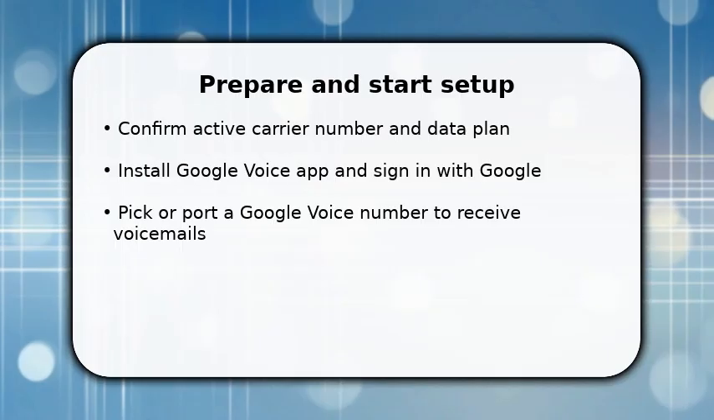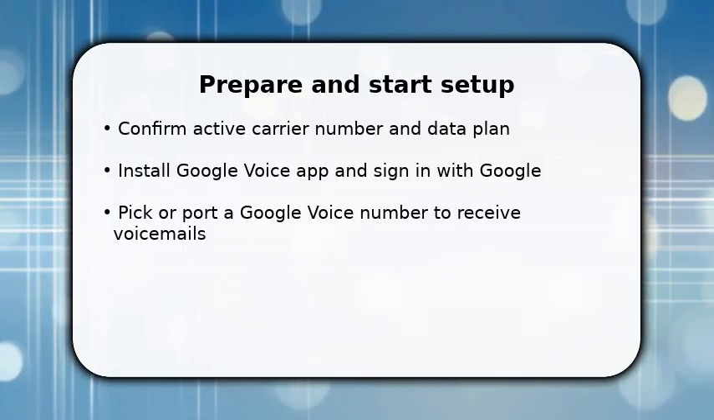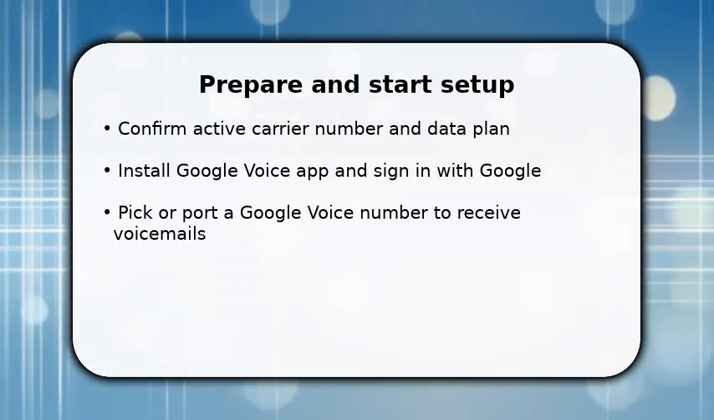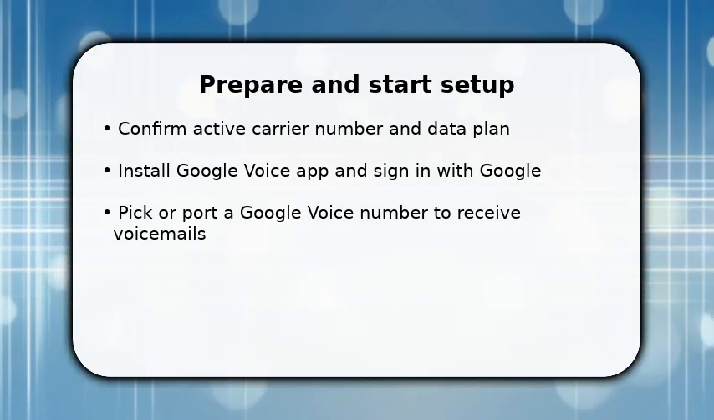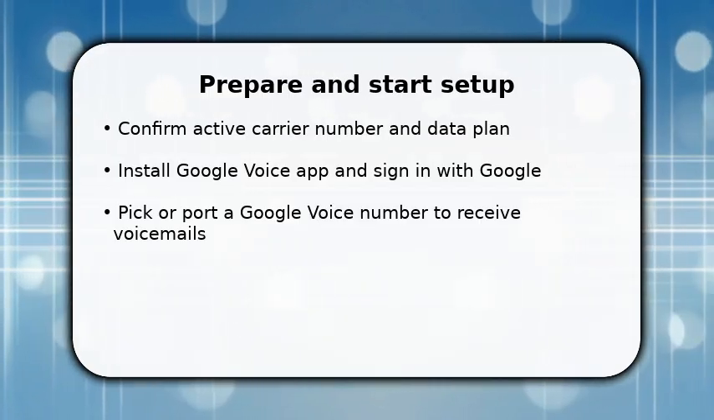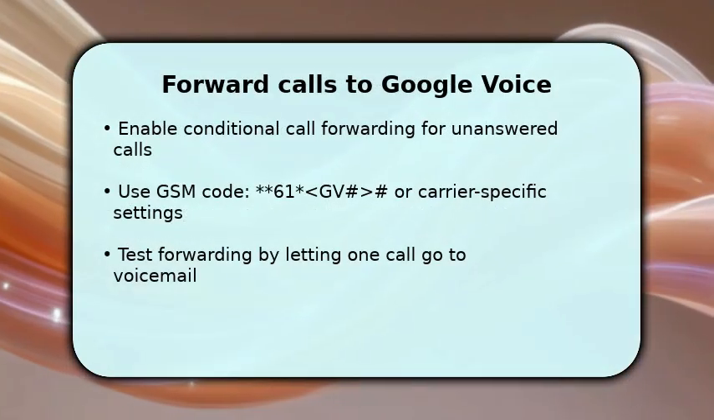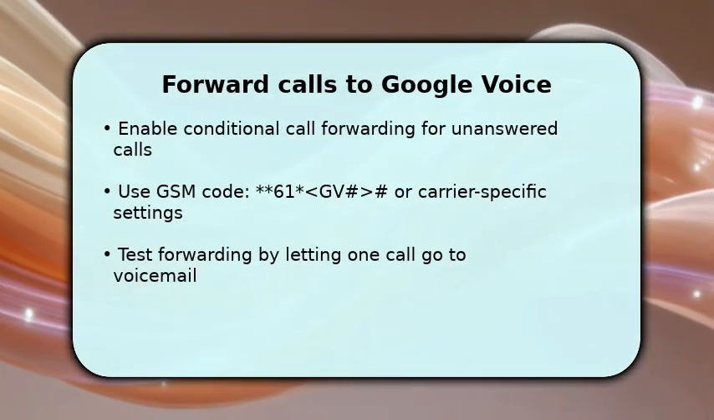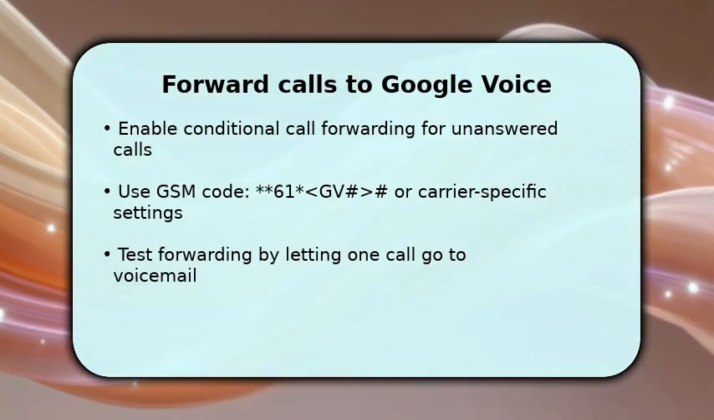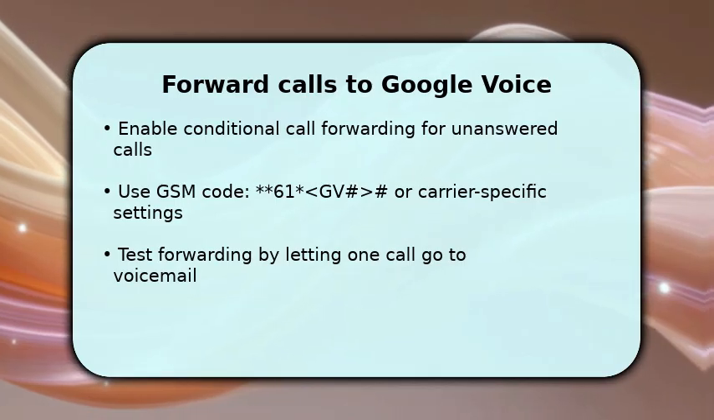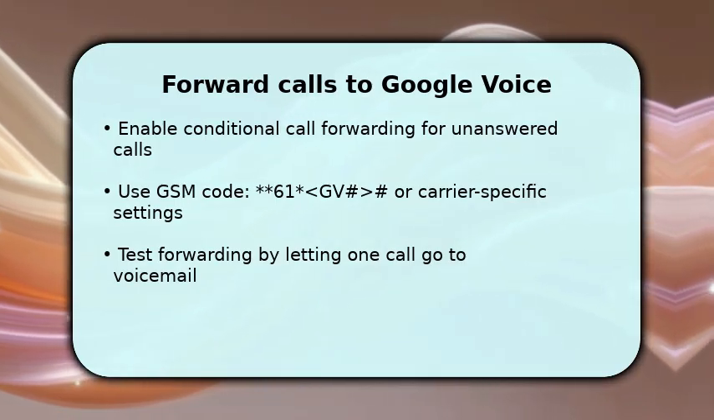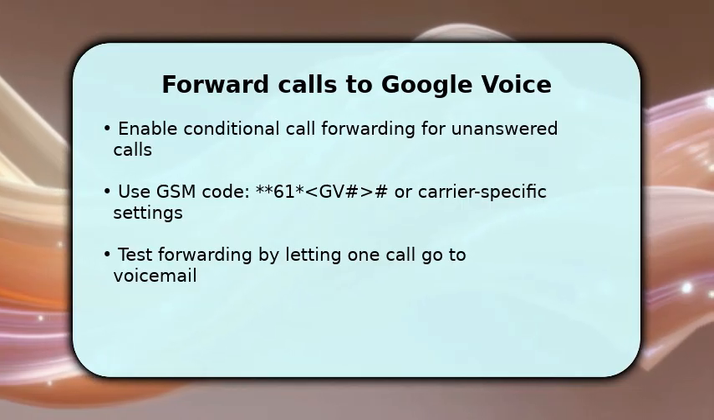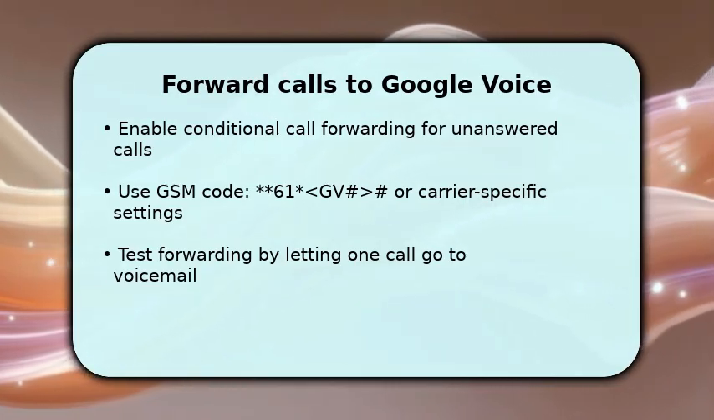Make sure to enable notifications and allow microphone and call permissions so messages and transcriptions will work like iPhone visual voicemail. Now continue by forwarding unanswered calls to your Google Voice number. On most GSM carriers, you dial the conditional forwarding code. For example, **61**, then your Google Voice number, then hash, or set call forwarding in carrier settings.